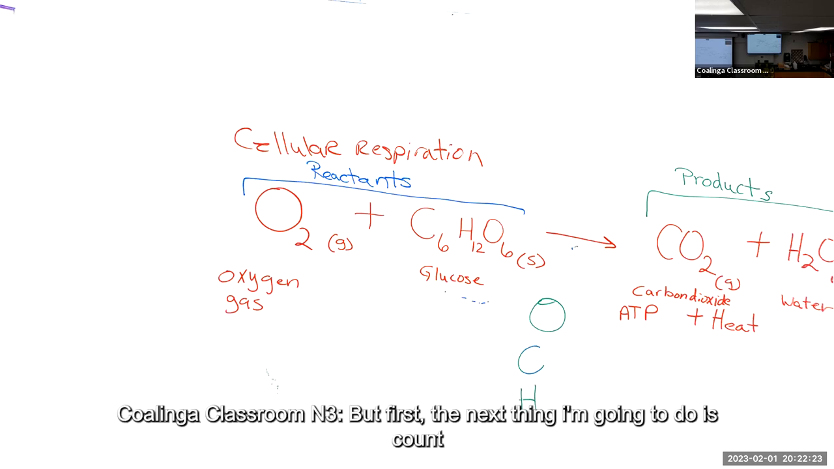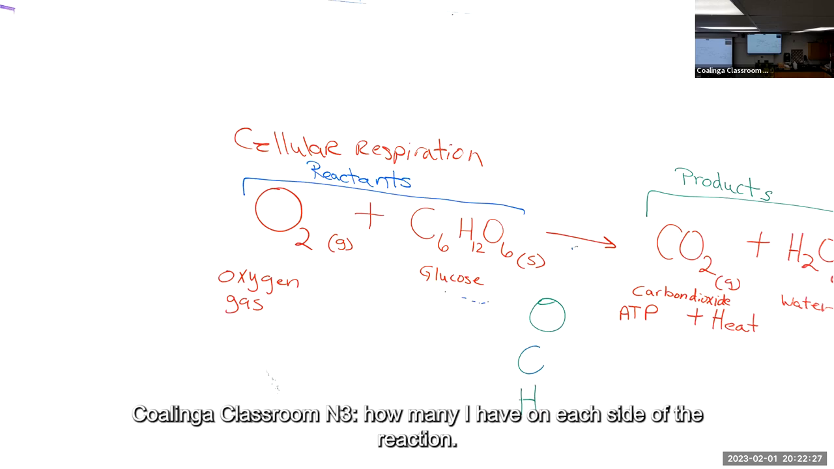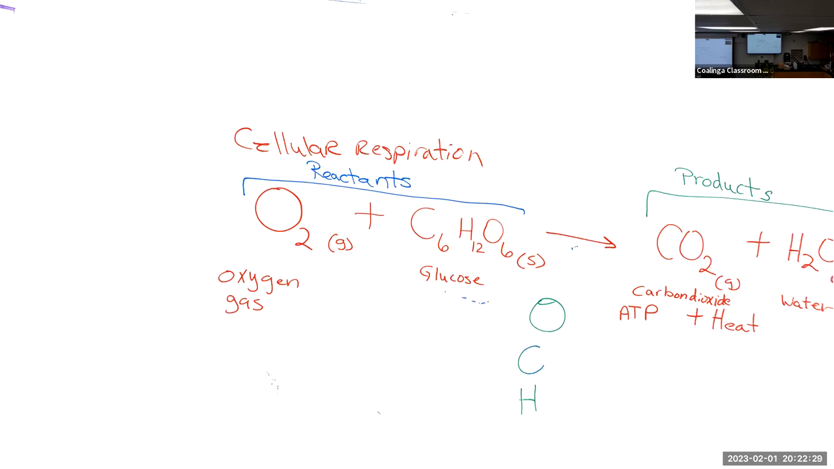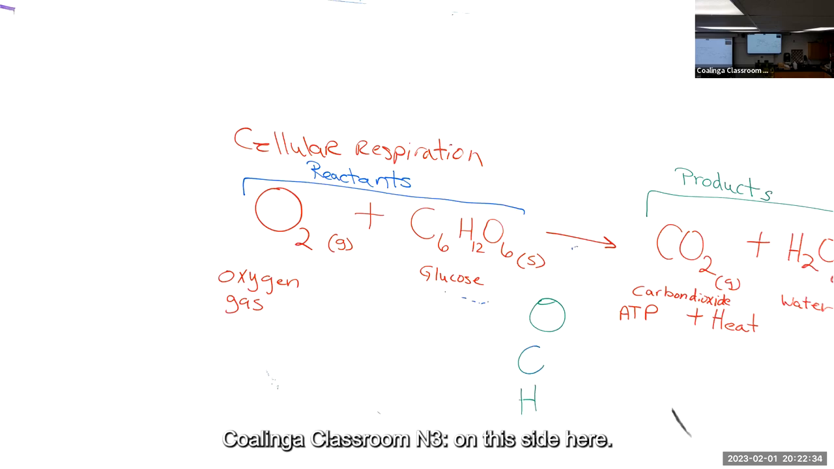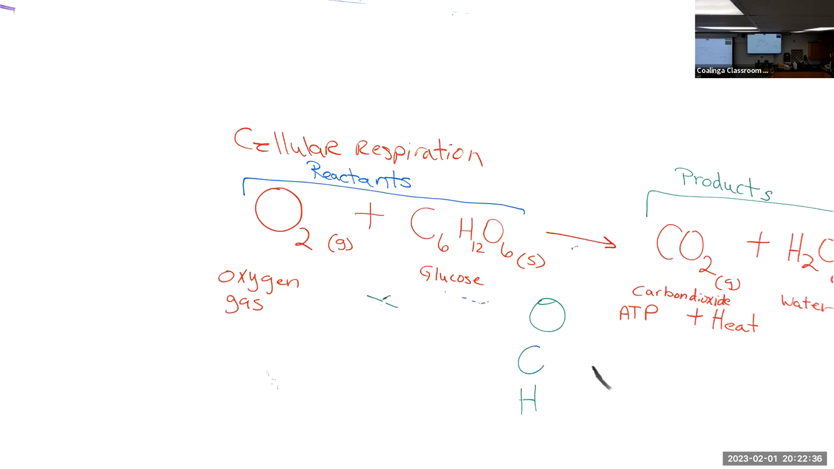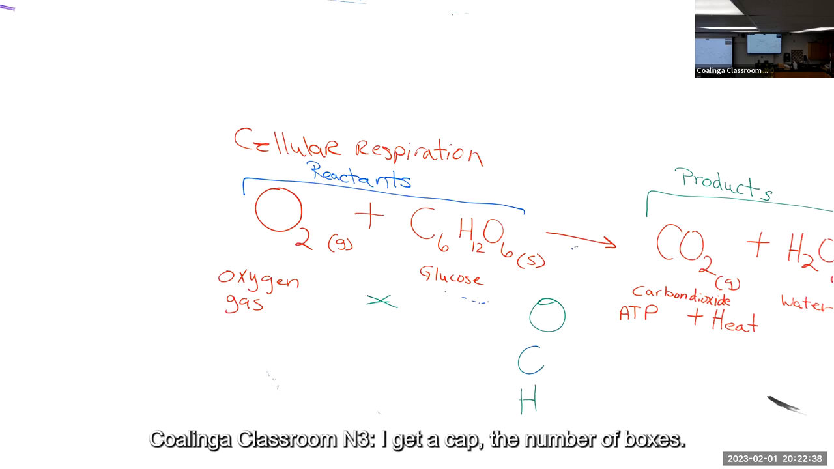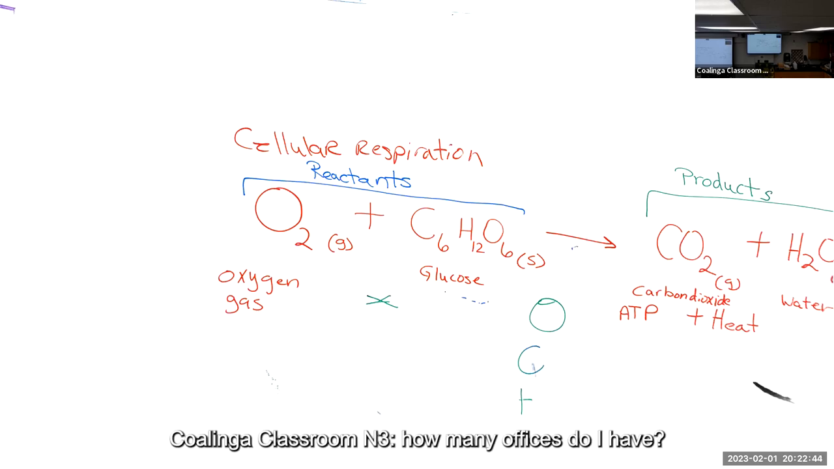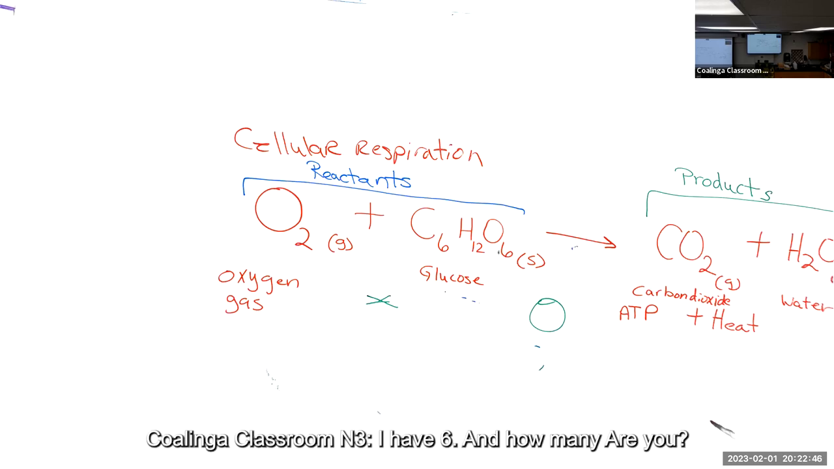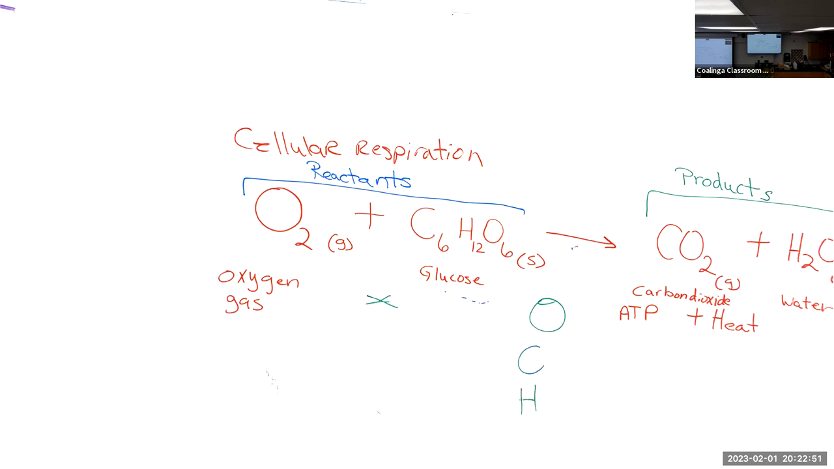So, the next thing I'm going to do is count how many I have on each side of the reaction. On my reactant side, I'm going to count the number of oxygens. So, how many oxygens do I have? How many are here? I have six, and how many are here? Okay, six plus two?